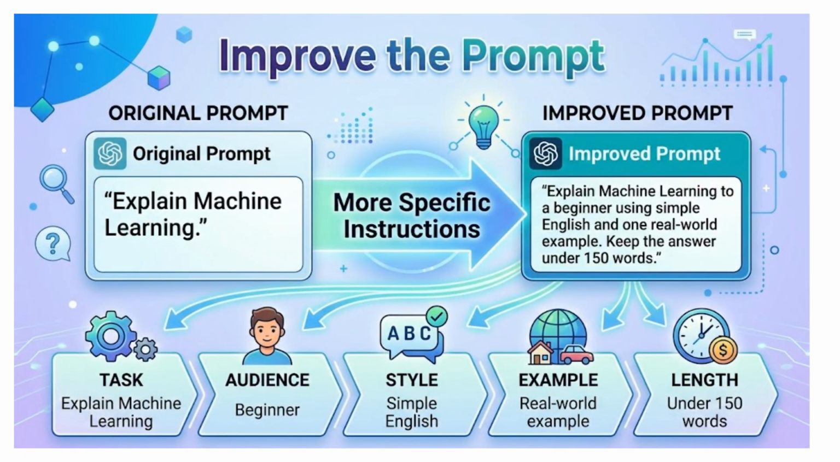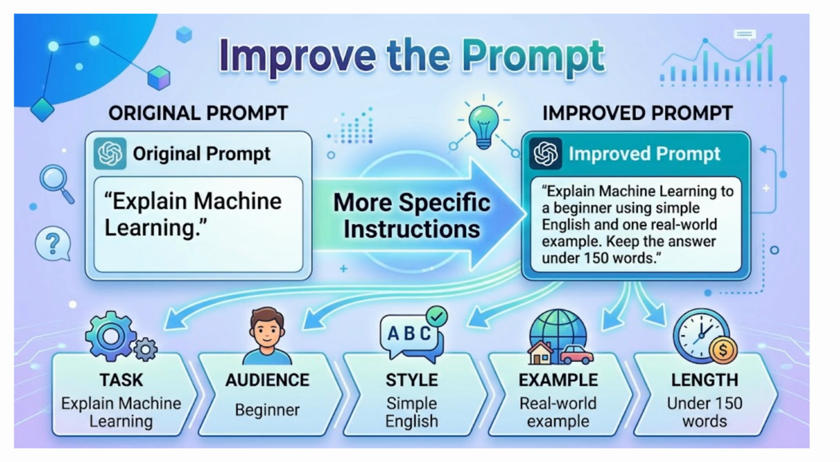Our original prompt is very simple. "Explain machine learning." The model can answer this, but it doesn't know exactly what kind of explanation we want. So we can make the prompt more specific. For example, "Explain machine learning to a beginner using simple English and one real-world example. Keep the answer under 150 words."